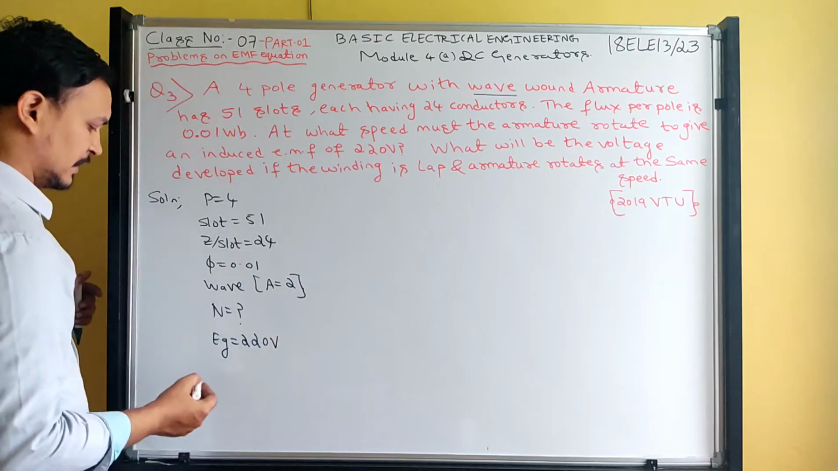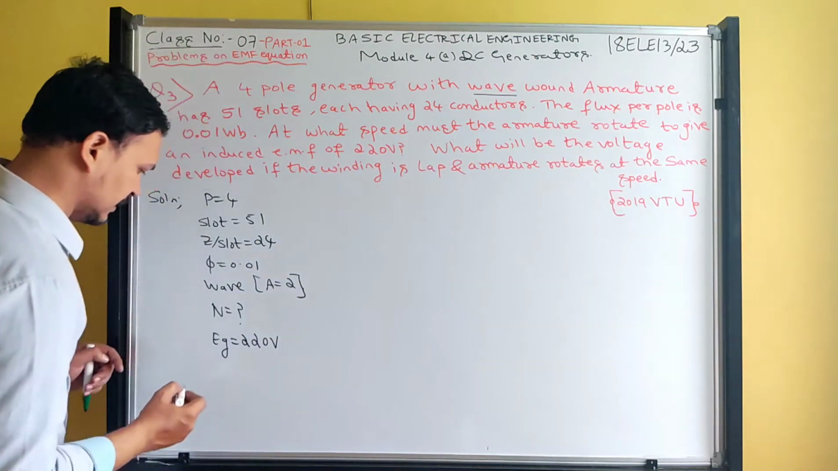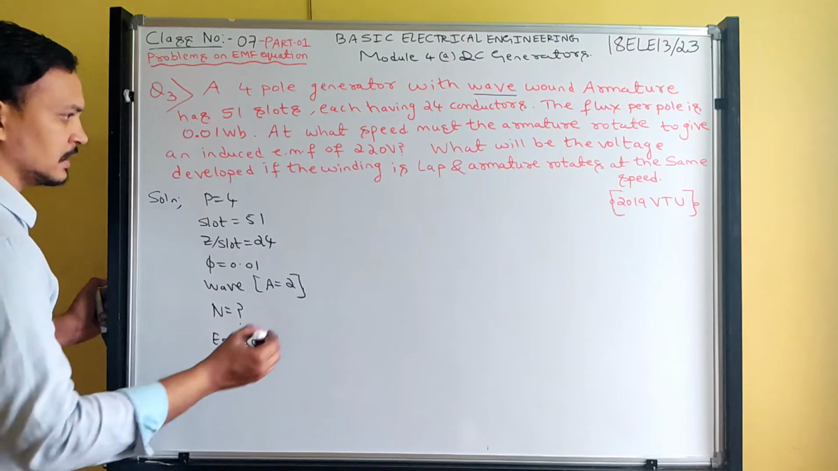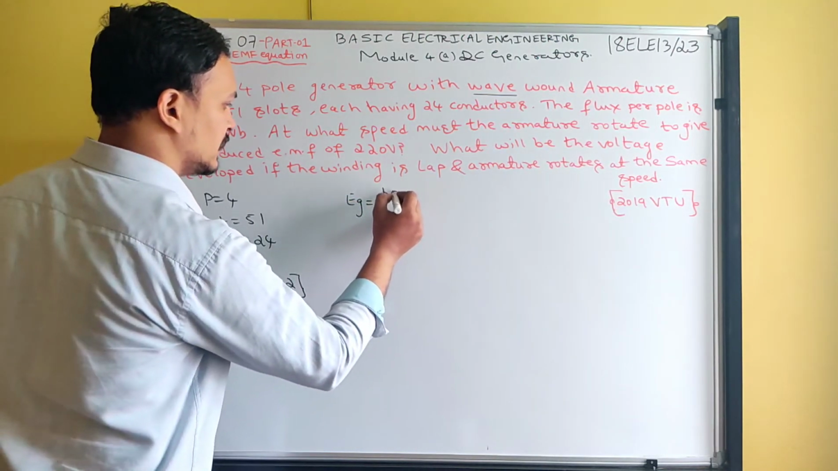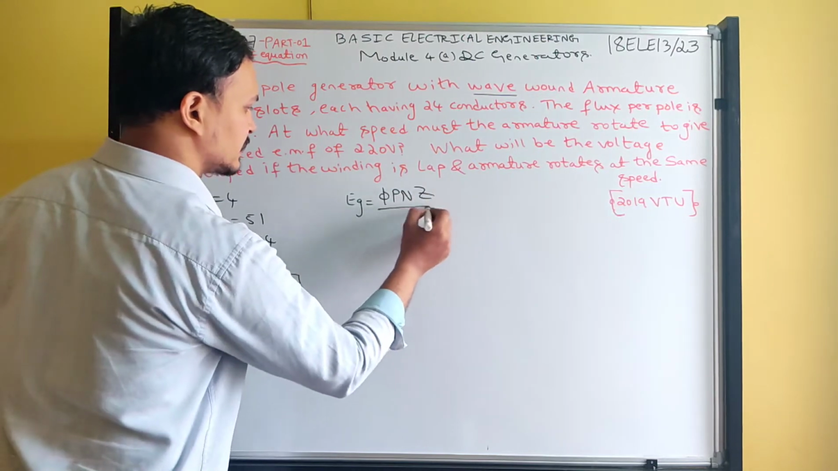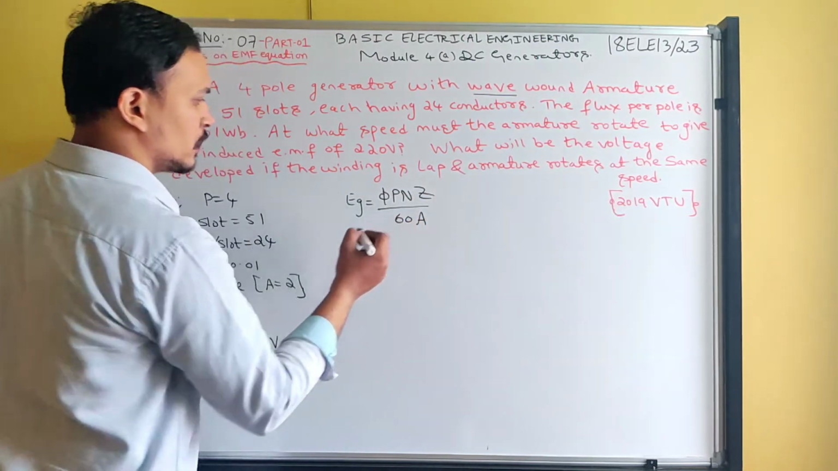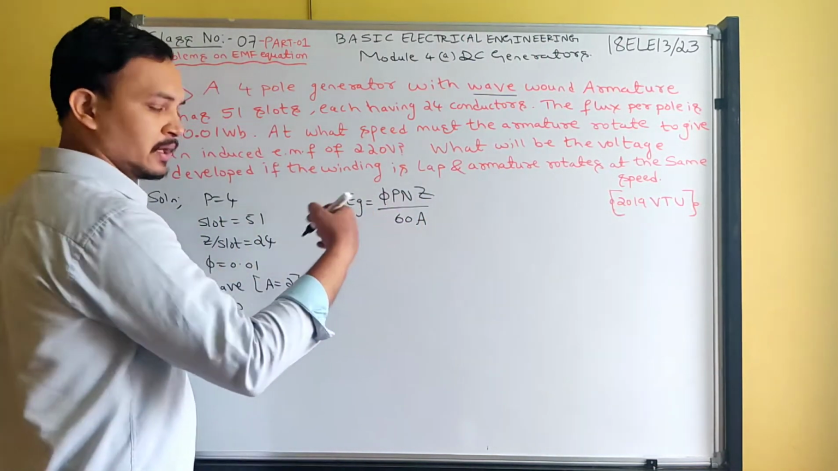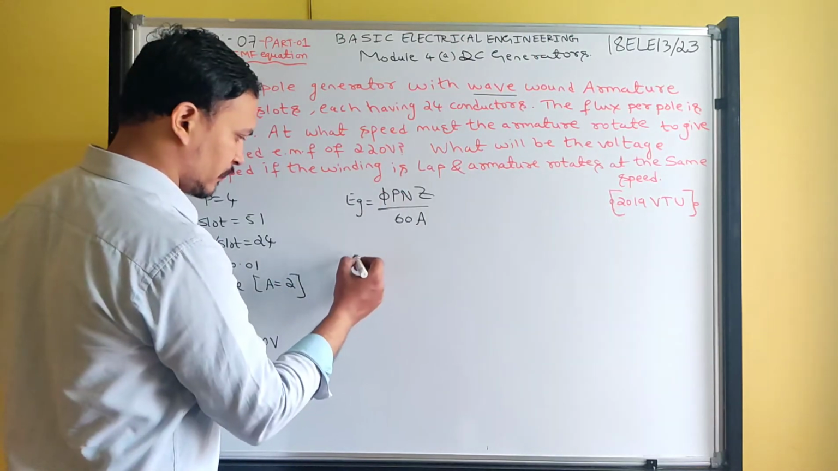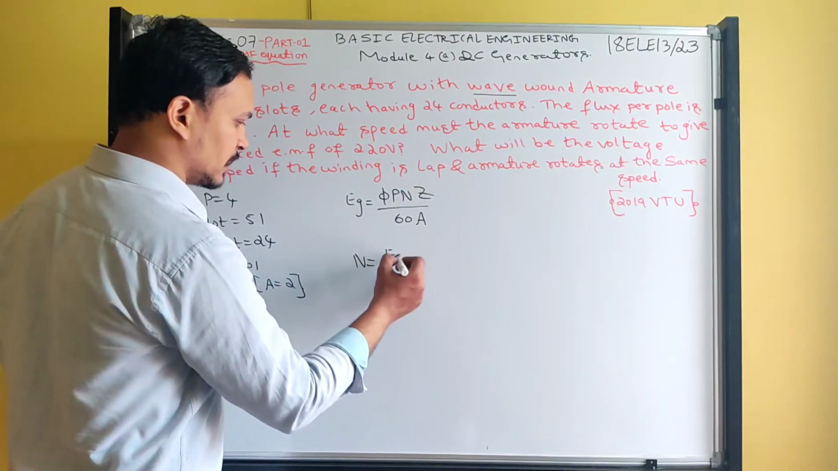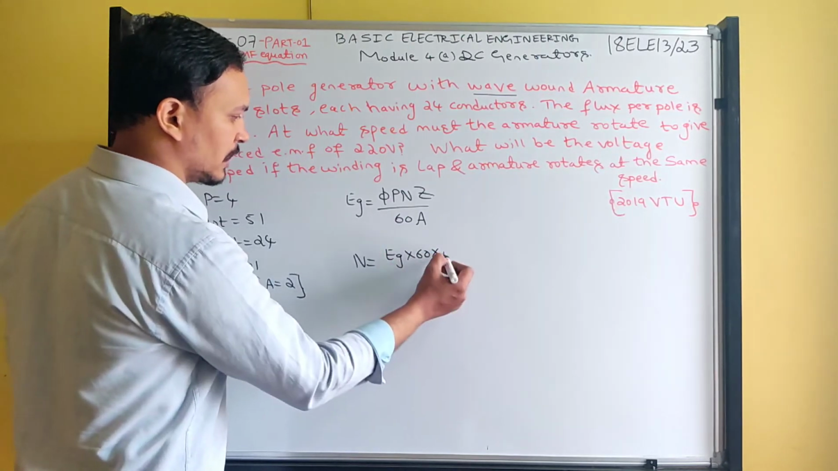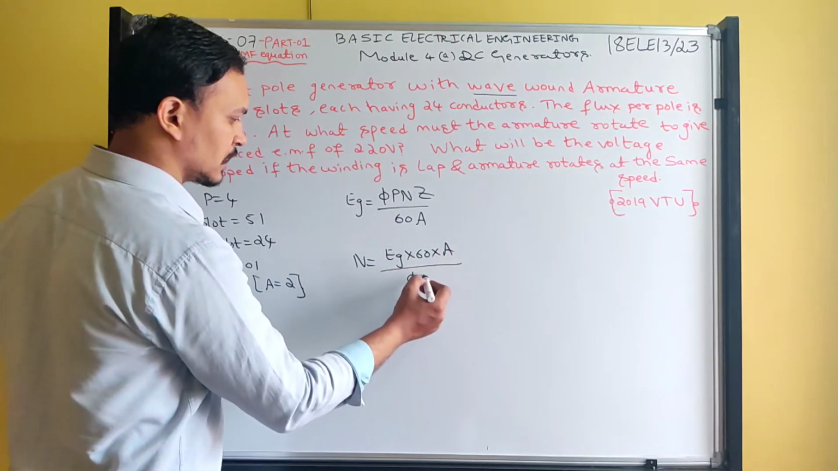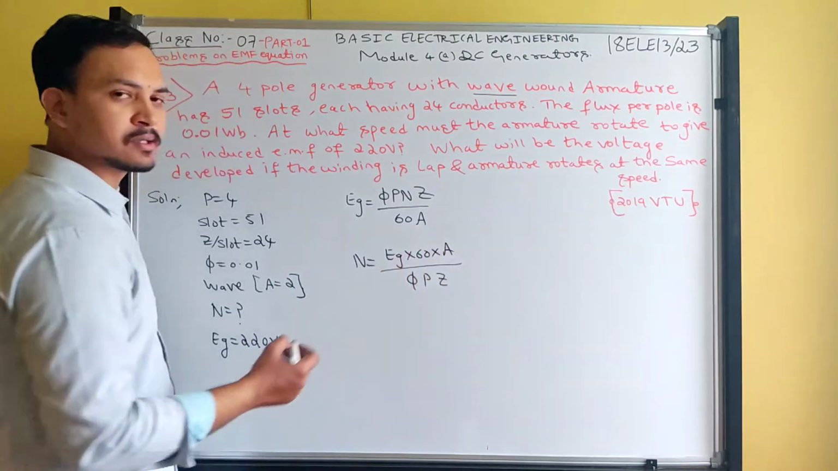So let's find the N value. I am going to write the EMF equation of a generator: EG is equal to phi P N Z by 60A. What I need to find is speed, so write the equation for speed. N is equal to, just cross multiply this, so you will get N equals 60 A EG divided by phi P Z.